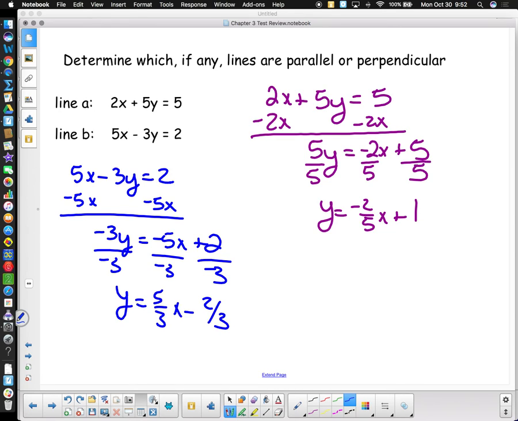All right, so I have slopes of negative 2/5 and positive 5/3. Nothing happening. All out of work for no result. Why? Story of my life.